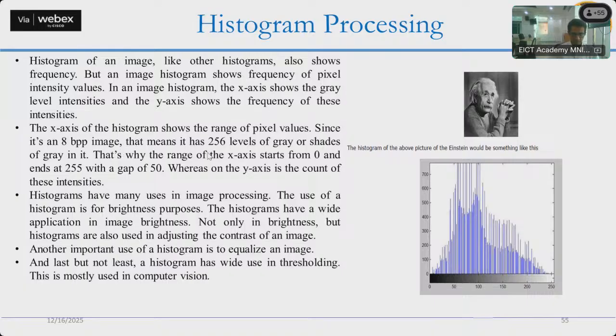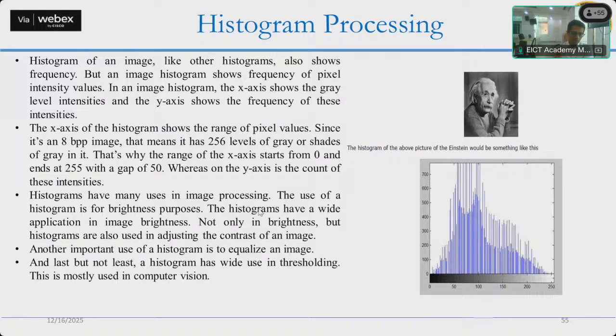8-bit image, that means it has 256 levels of gray shades. That's why the range of the axis starts from 0 to 255, and here we have taken a gap of 50. On the y-axis, it is the count of these intensities.